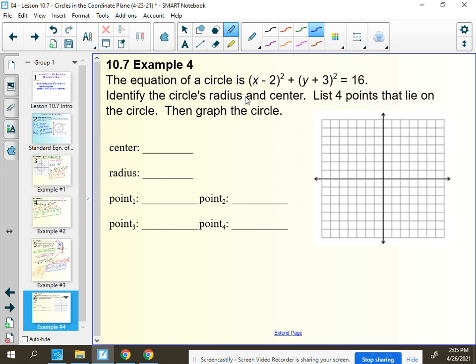Okay, and that starts with identifying those 2 key points there, that center, not even points, the center, which is a key point, but then the radius. So let's do it. What's the center here? What's the radius? So the most common mistake here is to look at this and say, oh, I know my h and my k. It's -2 and 3.